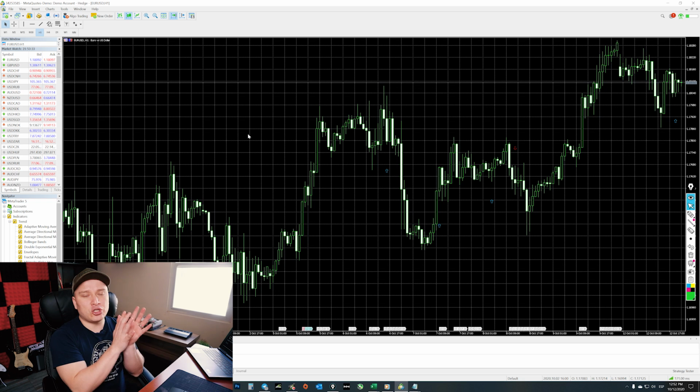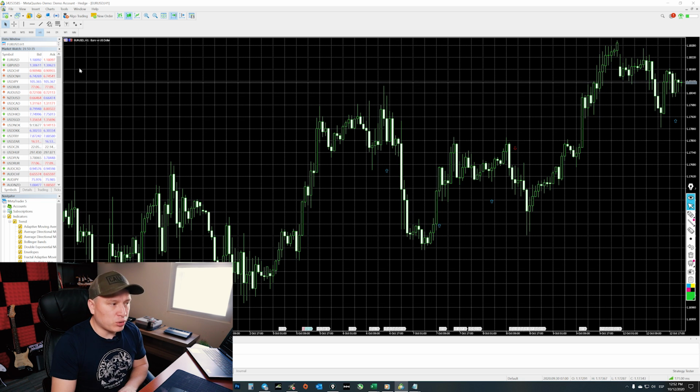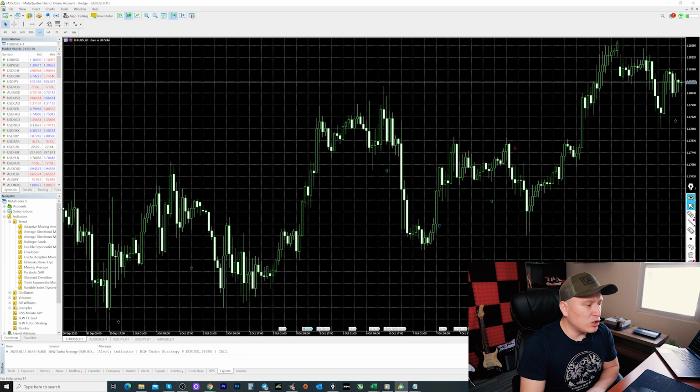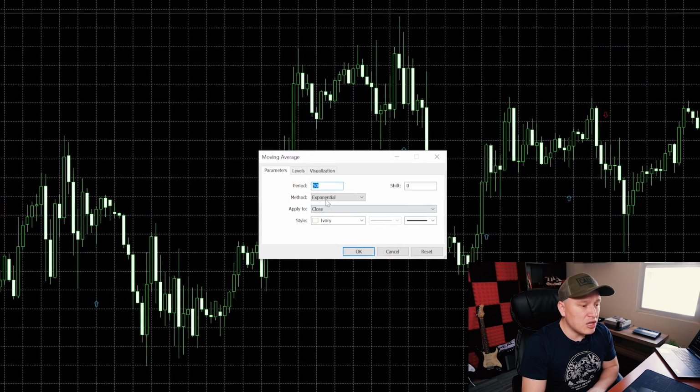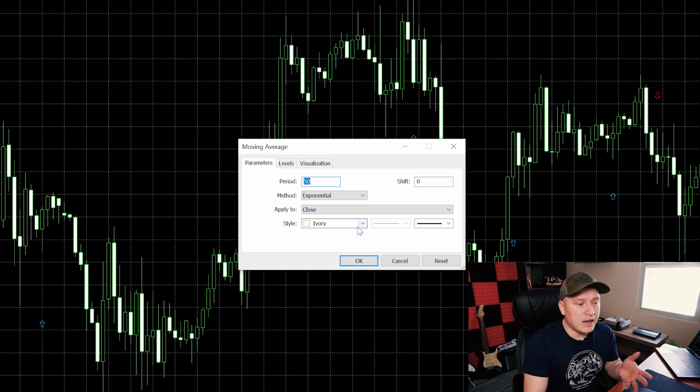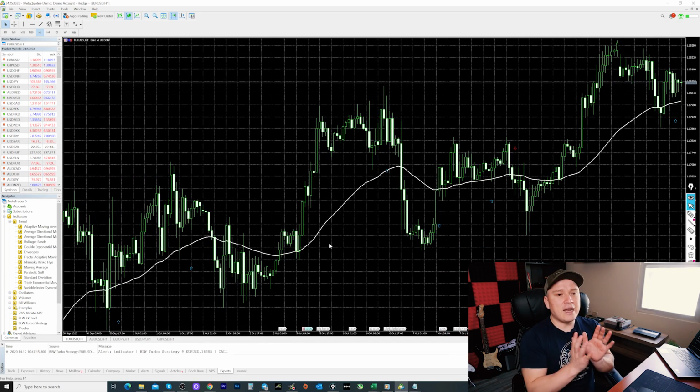Let me just go ahead and remove this one right here. And this is what it should look like when you're actually trading, right? What you need to do is get the moving average right here. You find it under trend and then moving average, and then you add a period of 50. I have it in ivory, and I make it a little bit thicker so that I can see it better, and then hit OK. And now you have the moving average on the period of 50.